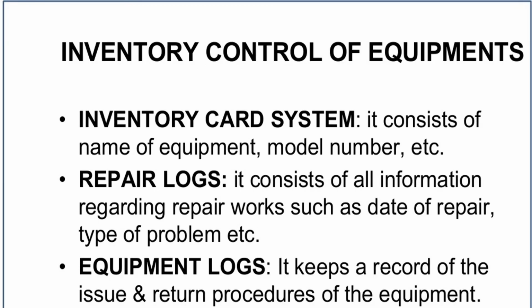Inventory control of equipment. The inventory card system consists of name of equipment, model number, etc. Repair logs. It consists of all information regarding repair works such as date of repair, type of problem, etc. Equipment logs. It keeps a record of the issue and return procedure of the equipment.